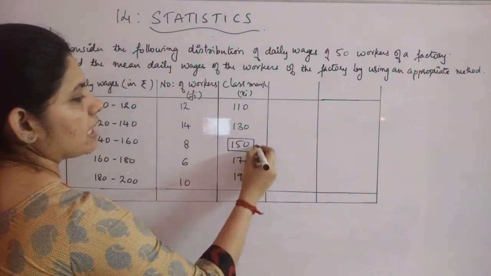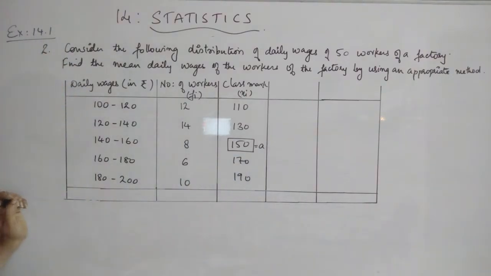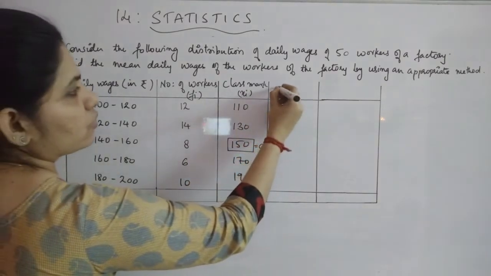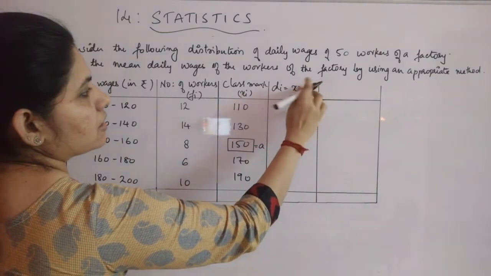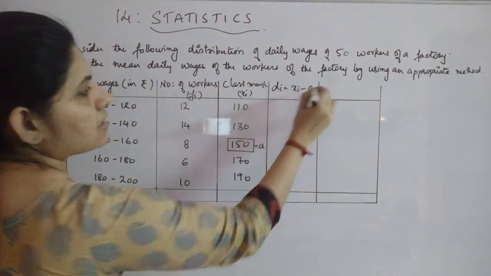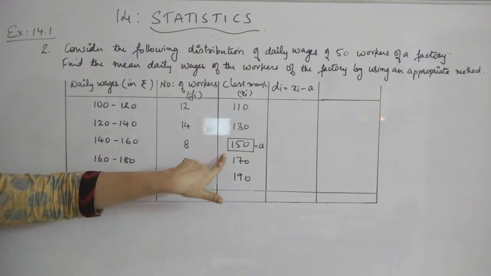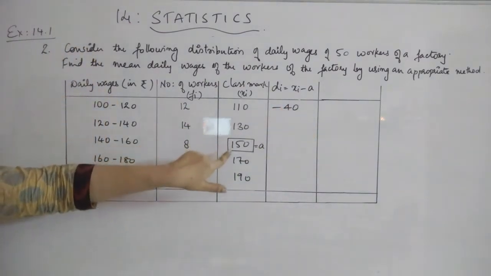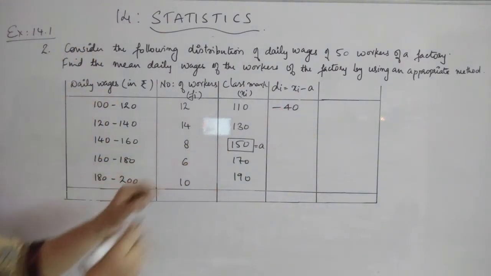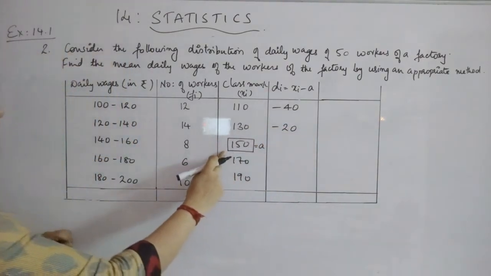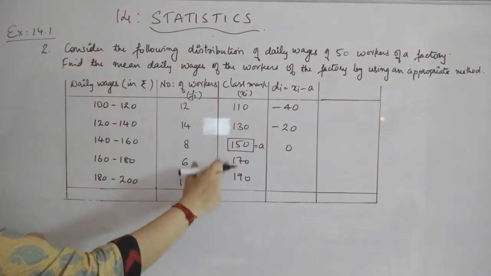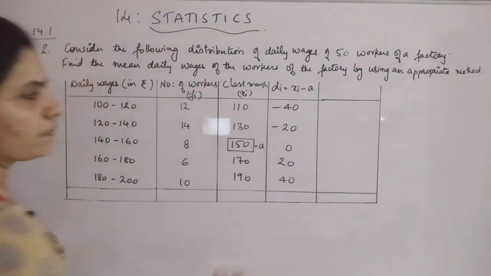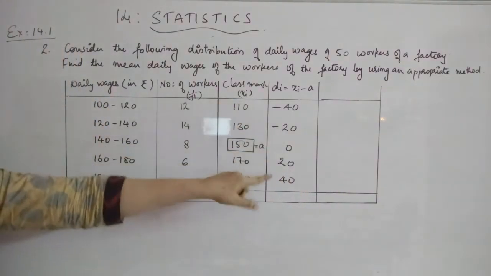Suppose we take the assumed mean A as 150, which is the middle of all these observations, and we will find the deviation from all the xi's. So di will be xi minus A. That means 110 minus 150 for the first one will give you minus 40. Then 130 minus 150 will give you minus 20. 150 minus 150 is 0. 170 minus 150 is 20, and 190 minus 150 is 40. So these are the deviations di which you have got.